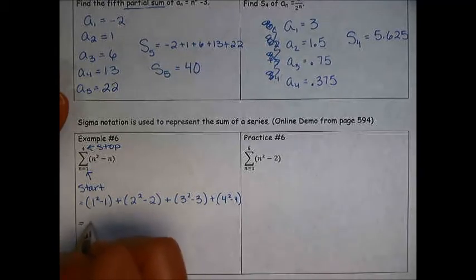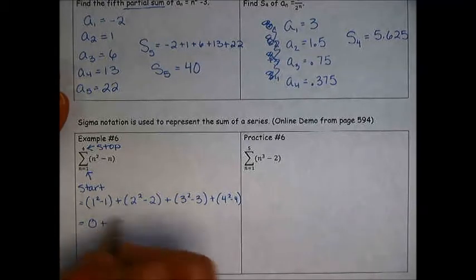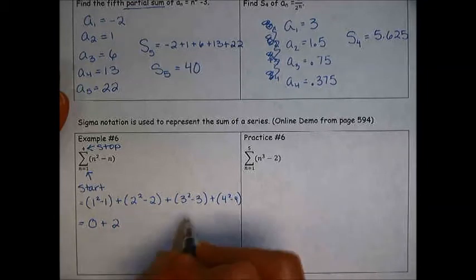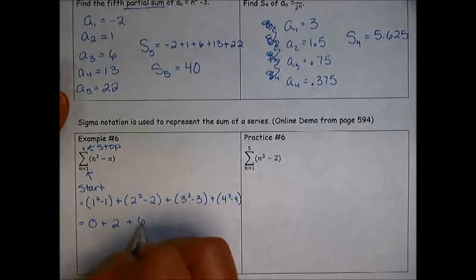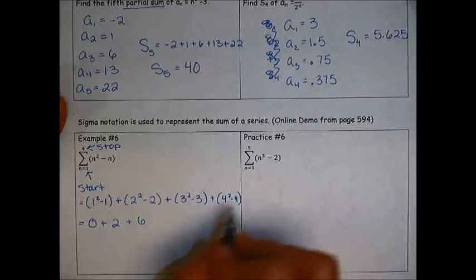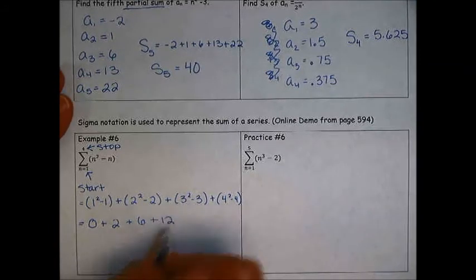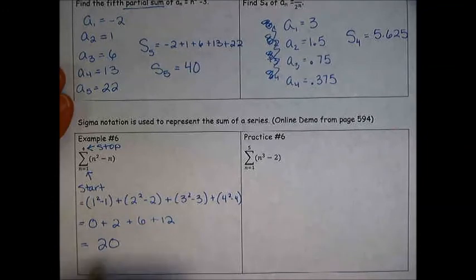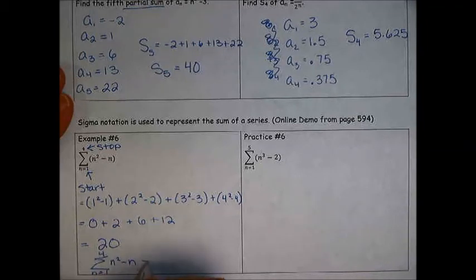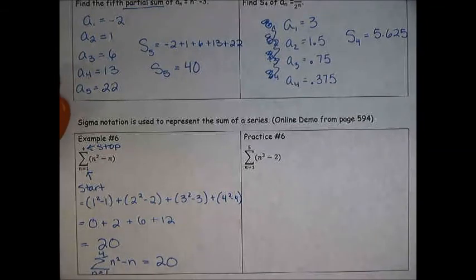1 squared minus 1, that's 0. 4 minus 2 is 2. 9 minus 3 is 6. 16 minus 4 is 12. So 8 plus 12 would be 20. So sigma notation from 1 to 4 of n squared minus n would equal 20.